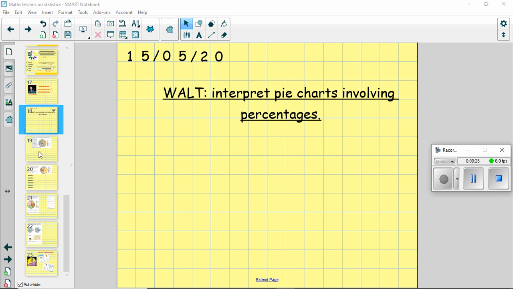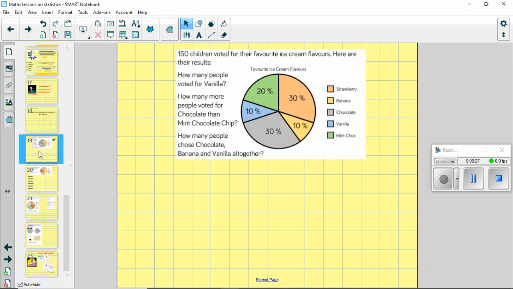So today you might get a question something like this. It says 150 children voted for their favourite ice cream flavours. Here are their results. So we've got a pie chart in the middle with favourite ice cream flavours, strawberry, banana, chocolate, vanilla, mint chocolate, and we've got the percentages for them there. So the question is, how many people voted for vanilla?